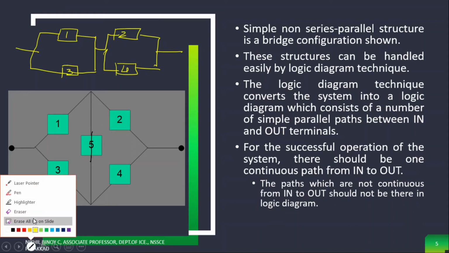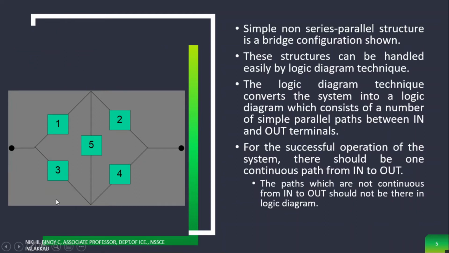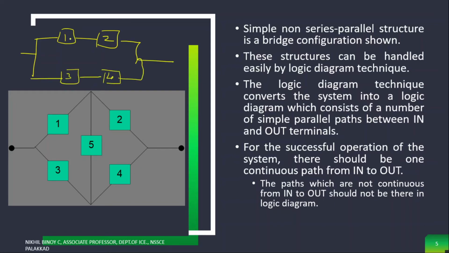If it is open, then we have the parallel configuration of two series configurations. So this is one series configuration, then this is the second series configuration, then we have a parallel configuration of two series configurations if it is open. If it is fully closed, then we have the series configuration of two parallel configurations.